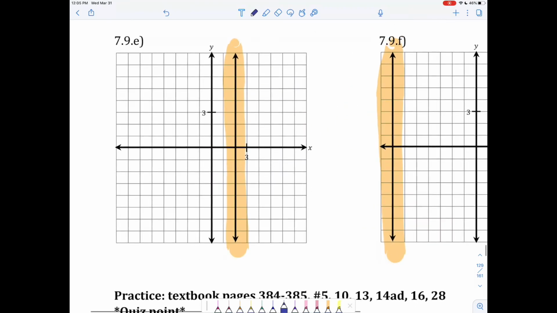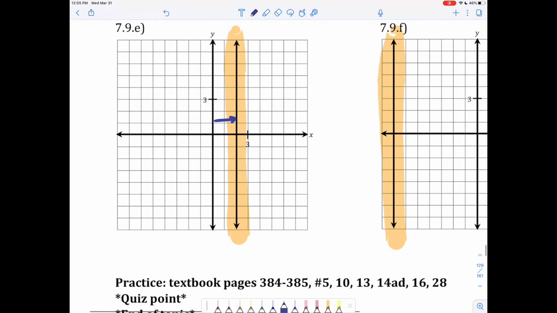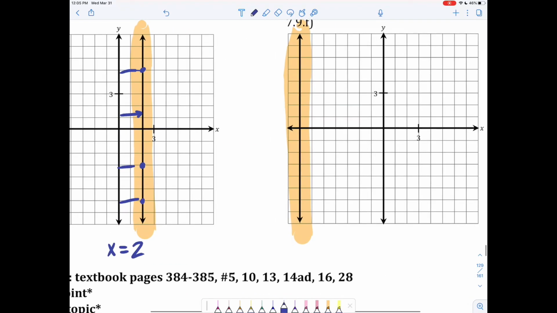Notice here, our vertical line is 2 to the right of our y-axis. So at any point along here, we are 2 away, 2 away, 2 away, 2 away. So our vertical line will have the equation x is equal to +2 because it's 2 to the right.